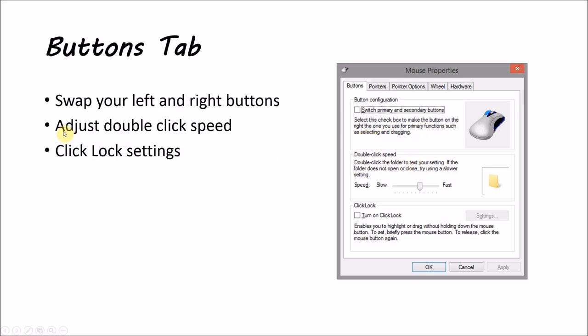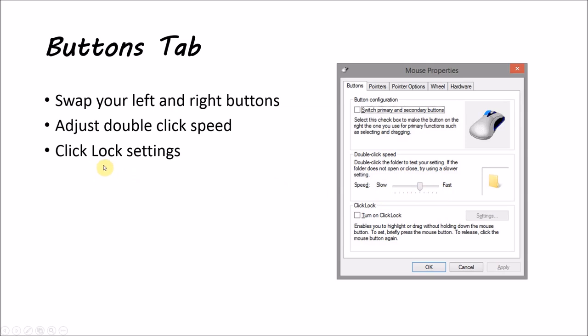There's also the ability to adjust double-click speed. Remember the click-click? Some things require a double-click. You can adjust how fast that double-click is here. Maybe you want to go a little slower, so it's more like a click-click, or faster, so you have to do a click-click to do a double-click.